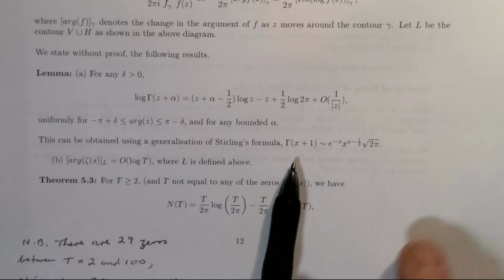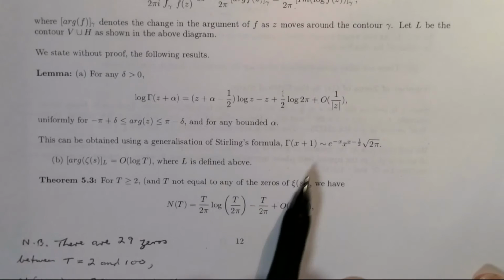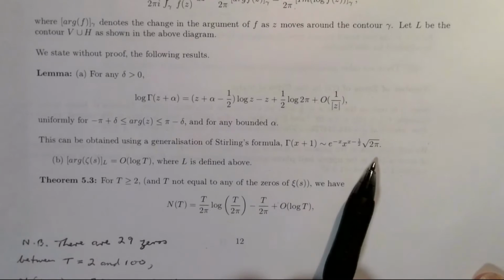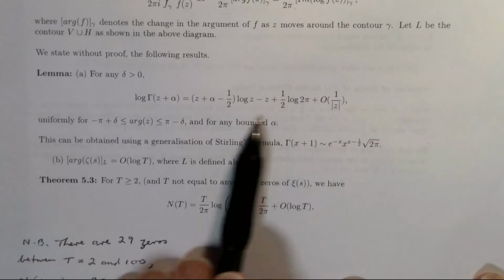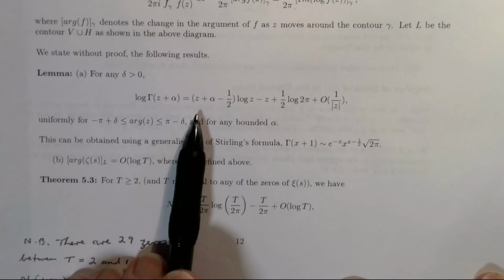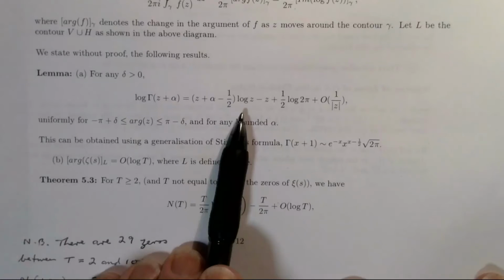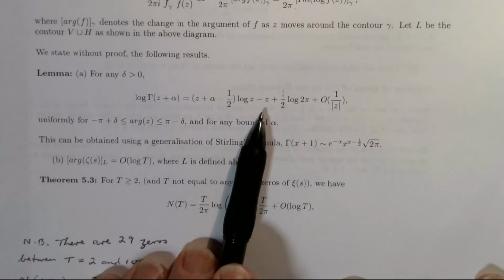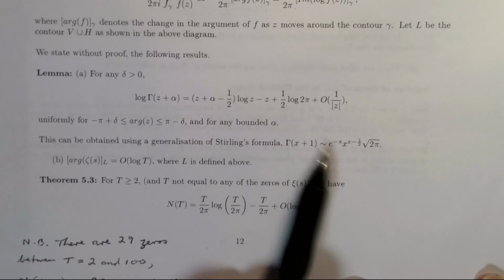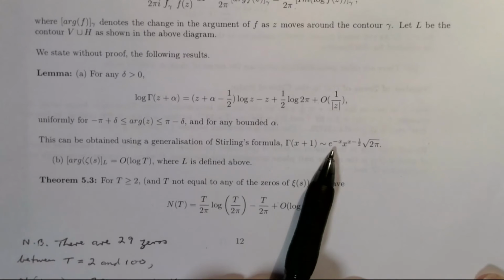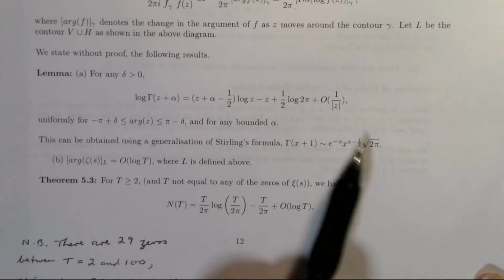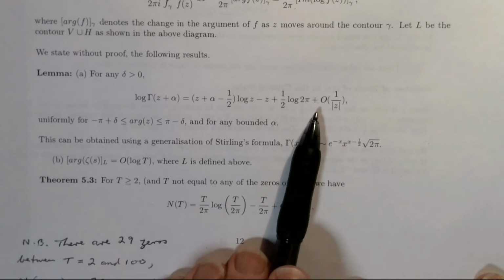And if you replace the 1 with an alpha here, and you take the log of this and fiddle around with it, then you end up with this expression up here. So the log of gamma of z plus alpha is (z plus alpha minus a half) times log z, minus z. This is all coming from taking logs of this. You can almost see it here. The minus z is coming from the exponential term here, and the plus a half log 2 pi is coming from here, and then you get a term which is big O of 1 on mod z.